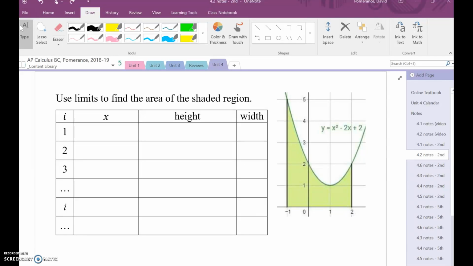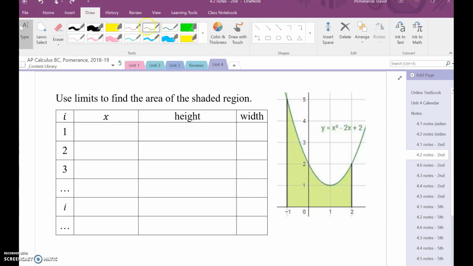So we're going to try another area problem. This time, different function, different interval, but the exact same concept. We've got the parabola, y equals x squared minus 2x plus 2. We're going to find the area below the curve from x equals -1 to positive 2. We can see all that information in the graph.